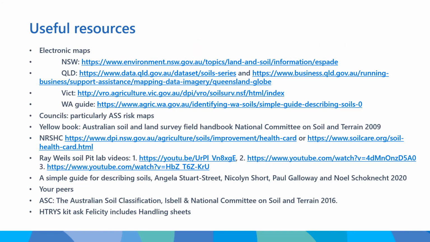And here are the resources I talked about, and there's lots more, and I'm happy for people to contact me if they need any more assistance or would like other resources. So I didn't look extensively at all the different state mapping, but that's definitely there. And then there's federal mapping through ASRIS. If acid sulfate soils are an issue for you in New South Wales, all councils have those risk maps. There's the yellow book that I talked about, which is that Australian Soil and Land Survey Field book. There's the Northern Rivers Soil Health Card, which I'm sure you're all familiar with, and that's got some nice little videos about how to do some of the tests in it.